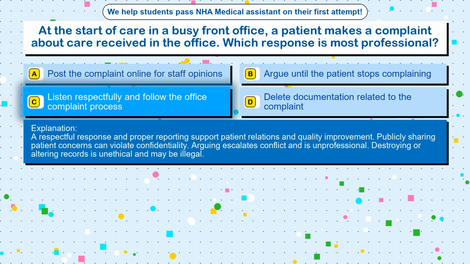A respectful response and proper reporting support patient relations and quality improvement. Publicly sharing patient concerns can violate confidentiality. Arguing escalates conflict and is unprofessional. Destroying or altering records is unethical and may be illegal.